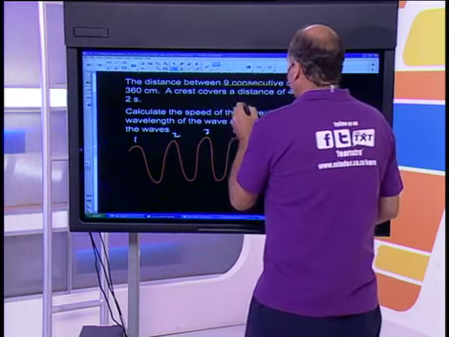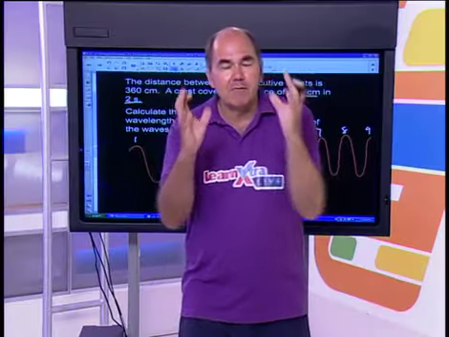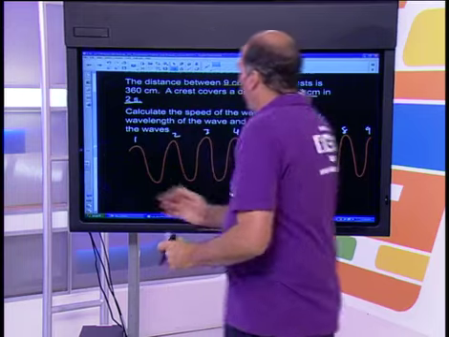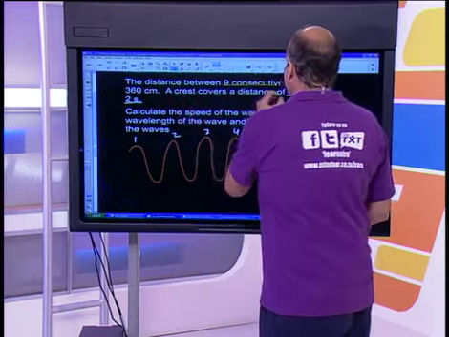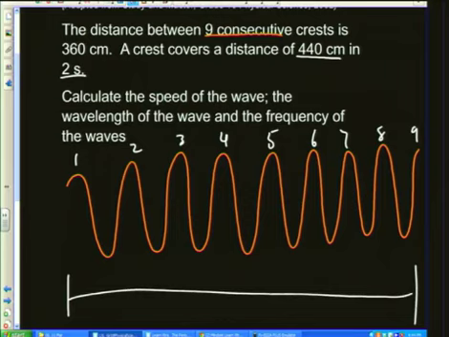The next thing that it tells me is a crest covers a distance of 40 centimeters in 2 seconds. That's the motion that it makes. When I'm given 9 crests, though, I'm given something very important. What it tells me is that the distance from the first crest to the last crest is 360 centimeters. So I've drawn that on the page.